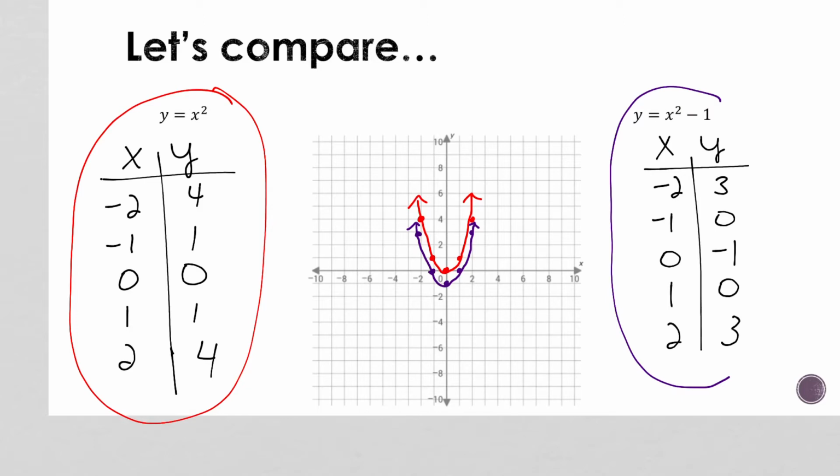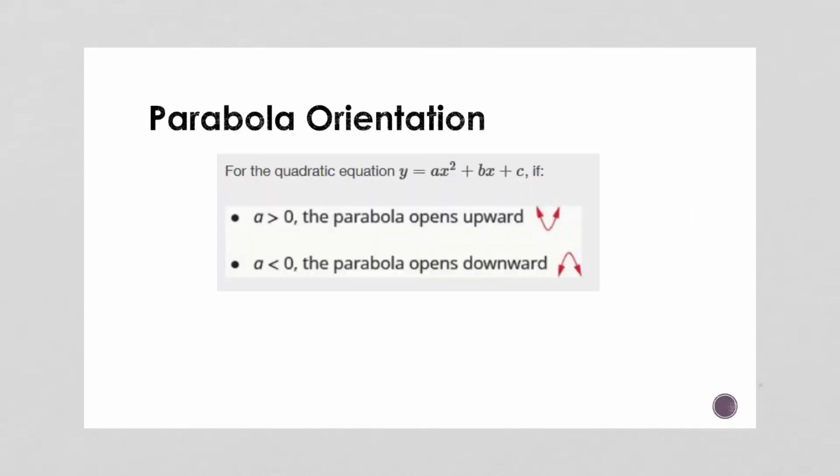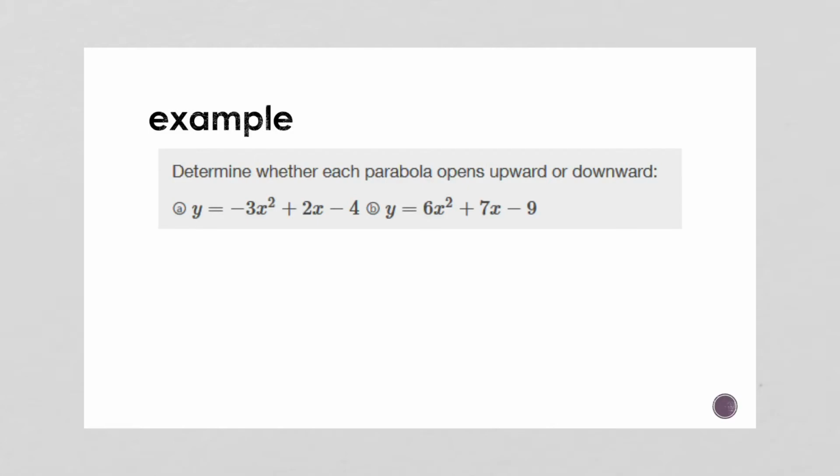It sure does. This page just tells you how the parabola opens. If your leading coefficient, the number in front of your x squared term, is positive, it will open upwards. If that number is negative, it will open downwards. On this page, we're just looking to see whether it opens upward or downward. On A, look at your leading coefficient, the coefficient in front of your x squared. This is negative, so on A, this will open downward.